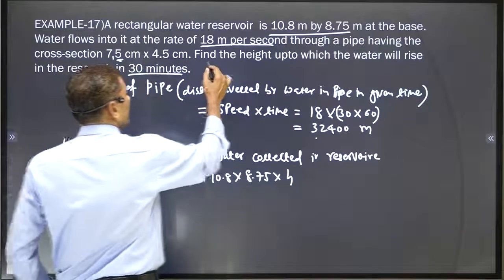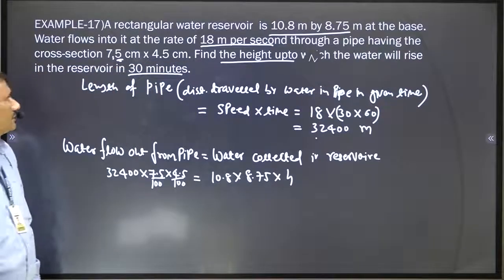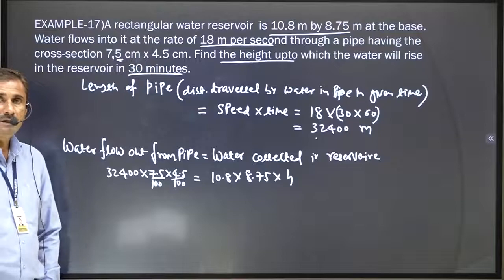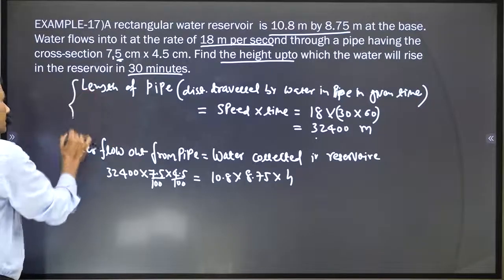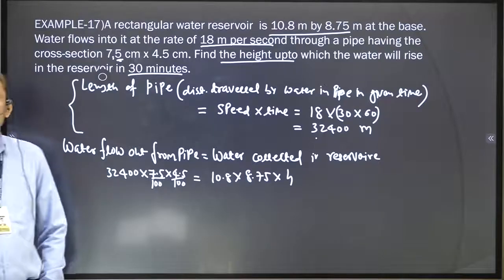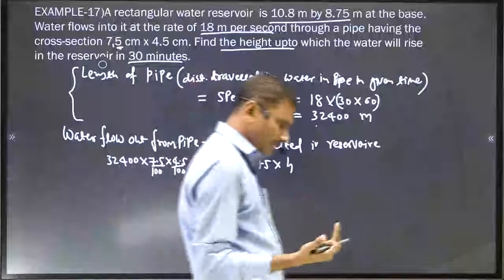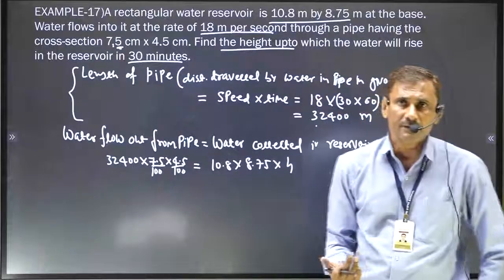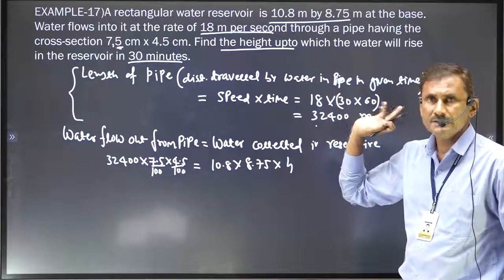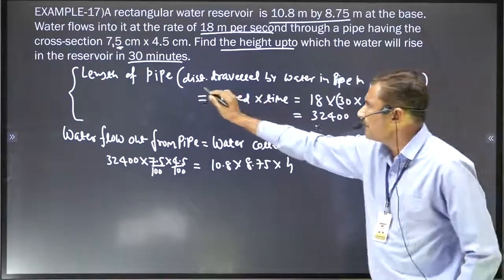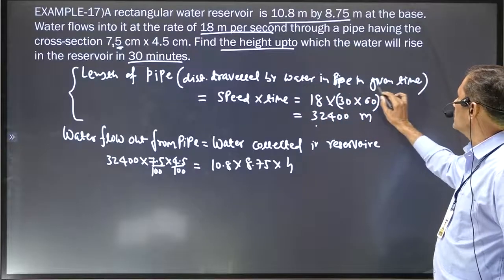That is asked only. Find the height up to which the water will rise in the reservoir in 30 minutes. Okay, so every time be careful. This is the main part here. This is somewhat new. You have to find the length of pipe, length of canal, rate of river by distance, sorry, speed into time. Distance is equal to, meaning length of pipe means what here? Distance traveled by water in pipe during the given time.